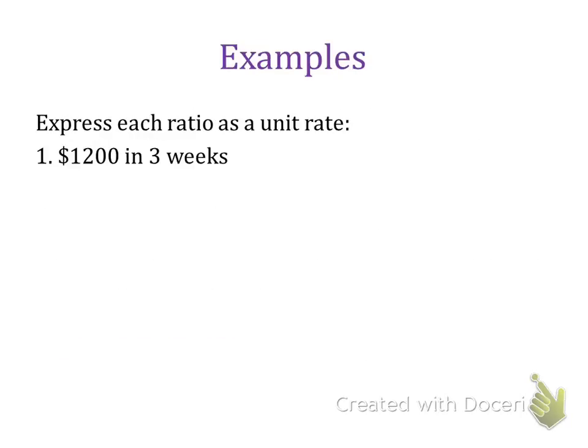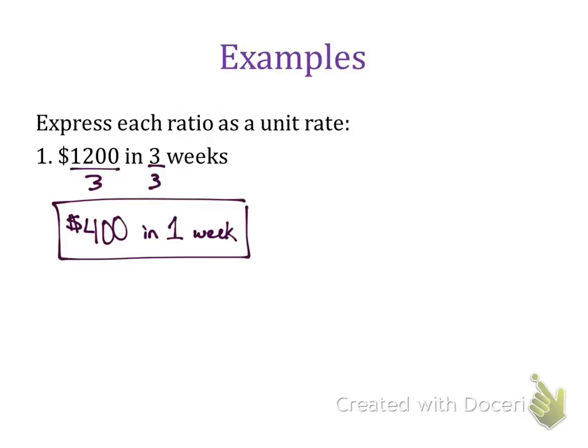So if we had $1,200 in 3 weeks, we're going to write this, and wait, if you're going to express it as a unit rate, that means we have to divide both numbers by one of the numbers. I'm either going to divide both of these numbers by 1,200, or I'm going to divide both of these numbers by 3. Most likely, I'm going to pick the smaller number to divide by. So I'm going to divide both numbers by 3. There's our unit rate. $400 in a week.